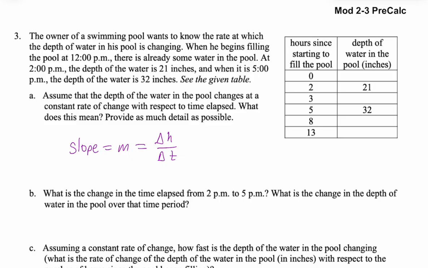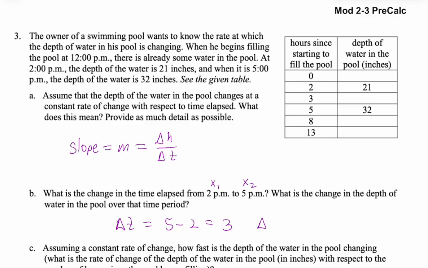Now, in B, it says, what is the change in time elapsed from 2 to 5 p.m.? So let's actually write it as a delta t. Now remember, it's always going to be the final version, 5, minus the initial. So it should be 5 minus 2 or 3. Always keep it in that order. It's always ending minus beginning. Otherwise, you might get a negative value where you shouldn't, or you may not get a negative value if you do it wrong.